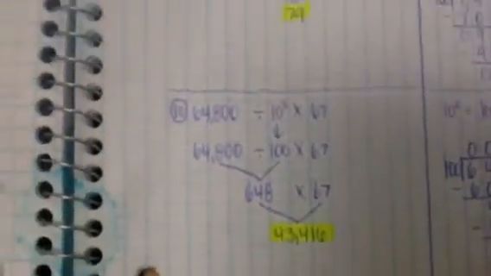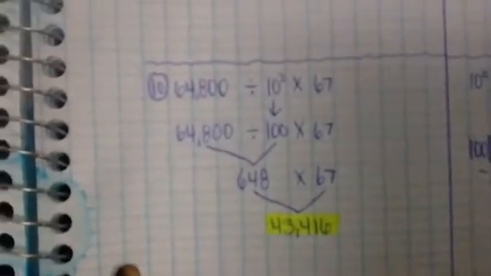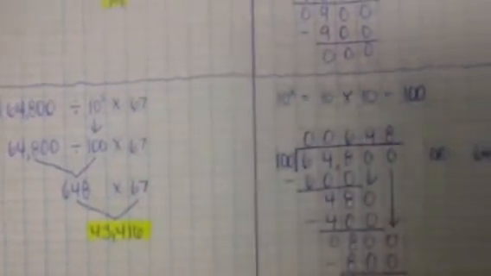And the last one for today, 64,800 divided by 10 to the second power times 67. This is number 10. We do our exponent first. 10 to the second power is 10 times 10, which is 100. And then I have this right here, and we're dividing. So just like this one, 2 ways we can do it. So I showed you the standard algorithm, or you can do the shortcut where you cross zeros out. Okay, and I get 648, which is right there, times 67.